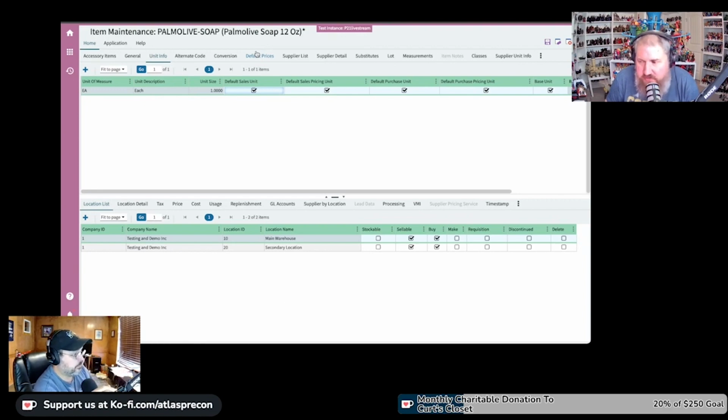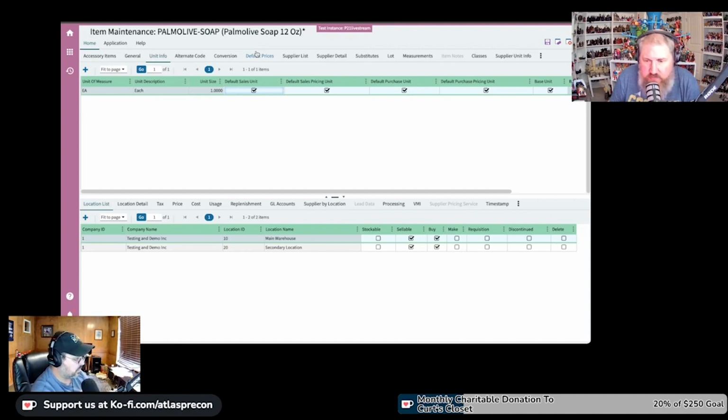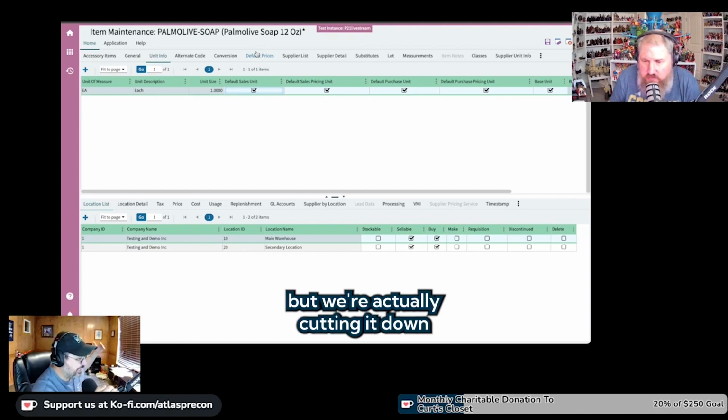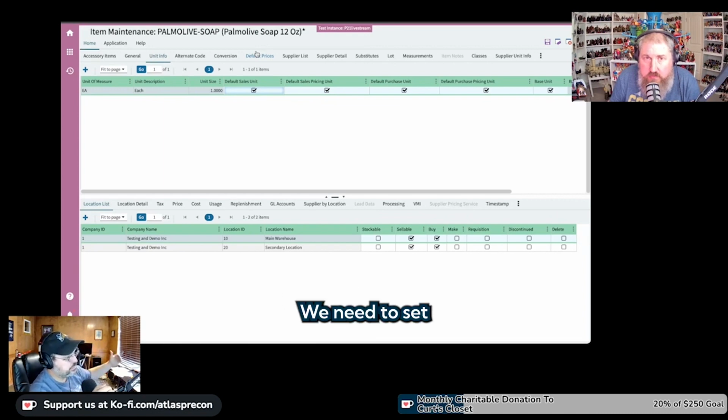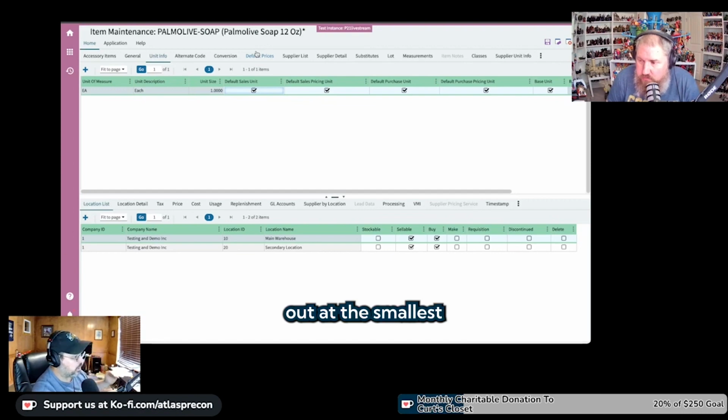Yeah. So, especially manufacturing. We may always buy by the bar or the pound or the hundredweight or whatever it is, but we're actually cutting it down to the inch or smaller. We need to set that base unit of measure at the smallest unit that we could conceivably work in.